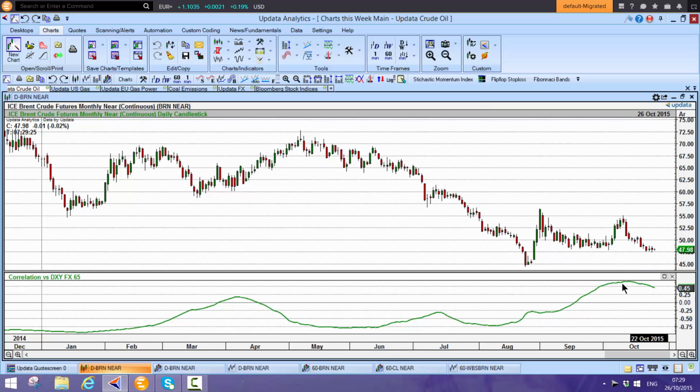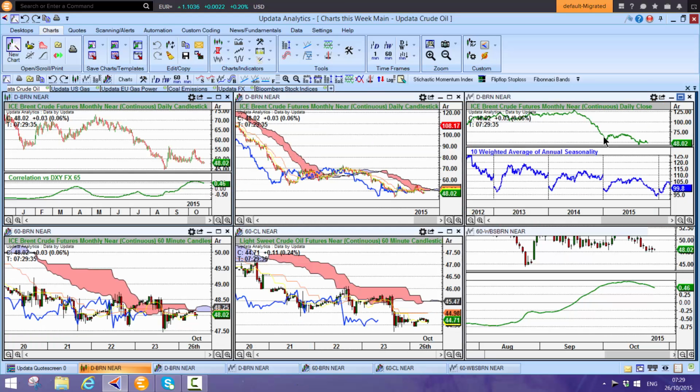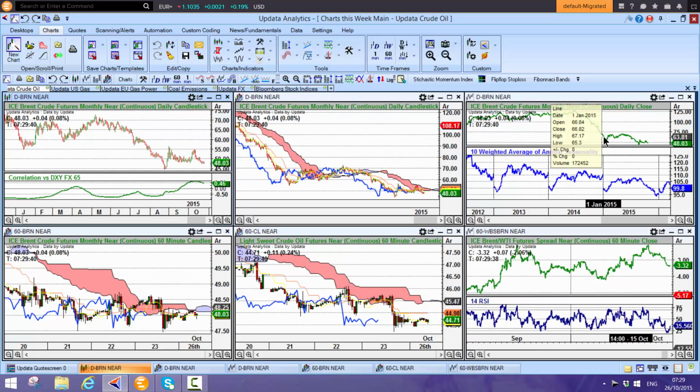Correlation with the dollar is positive at the moment, which is unusual. Normally you would see it negative. We did see a strong dollar last week, which we'll talk about, so that does imply that we will see commodities coming off on the back of a stronger dollar as well.